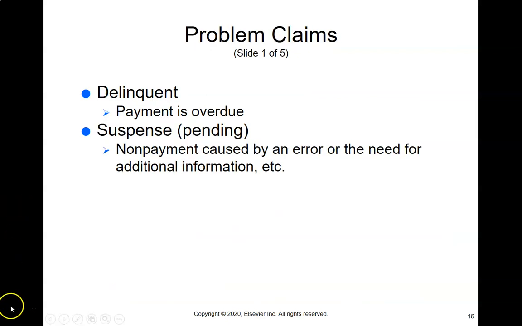Problem claims. These are some types of problem claims. Delinquent, payment is overdue. Suspense or pending, non-payment caused by an error or the need for additional information, etc. The medical office will encounter many types of claim problems. You should have a procedure or plan to respond so that the claims can be settled. To prevent repeated claim errors, if the office manager understands and has a good overview of the insurance claim process, he or she should identify the source of the errors within the medical office.